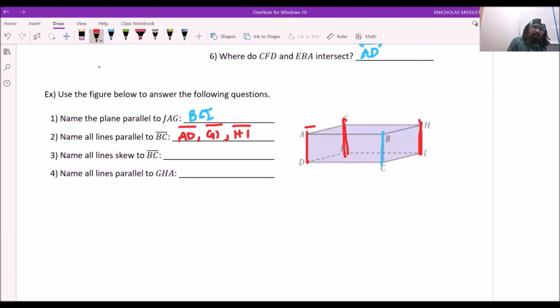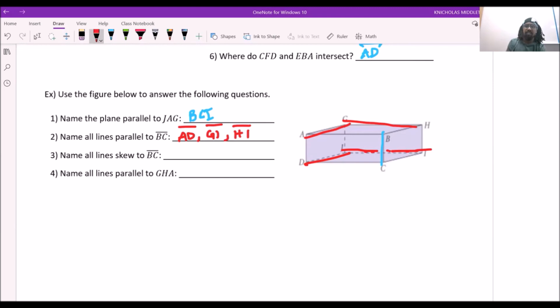Okay, it says name all skew lines, all lines skew to BC. So again, we're looking at BC, and we're looking for lines that do not intersect it, but only because they don't share the same plane. And there's a lot of them, right? So like DJ won't ever run into it. AG won't ever run into it. GH won't ever run into it. JI. Now, as I draw it, you might be like, well, doesn't it run into it? Remember that there's some depth here. That's what the dotted things are for. Some depth here that won't run into it. AB runs into it. BH runs into it.